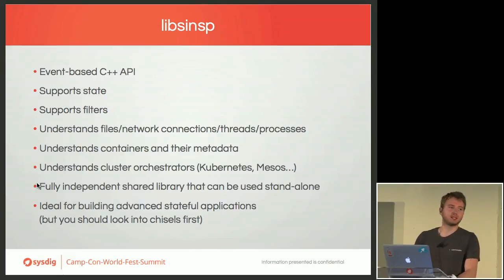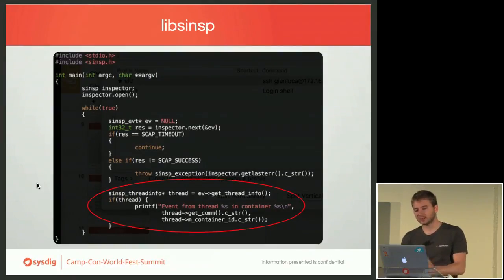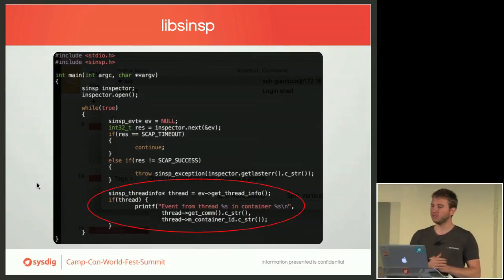Using Synsp is a little bit advanced, but is the best way if you really want to build a custom stateful system analyzer. And the interface looks like this. It's a very simple C++ program where you can see you're creating the Synsp object, and then you are opening the object, and then you enter in this while-true loop, essentially, in this event loop, where you're asking the next method to the inspector object, and it will fill you a pointer to the next available event.